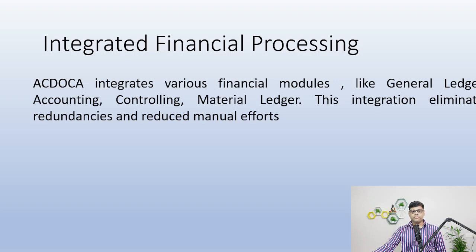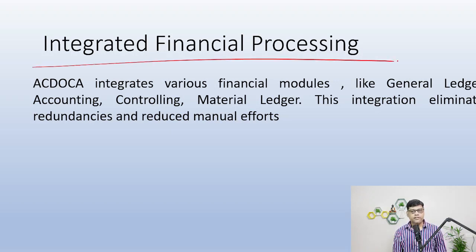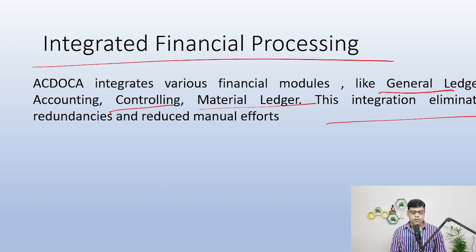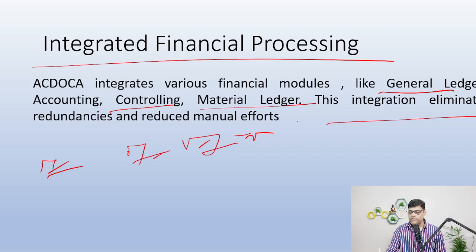Coming to the next point, integrated financial processing. Already you got the hints here. The ACDOCA table integrates various financial modules like your GL, asset, controlling, and material ledger. This integration eliminates a lot of data redundancy. Obviously, when you have so many tables in your data structure, data is going to update in each of them, so automatically data redundancy or data duplication will be there. It is very obvious.